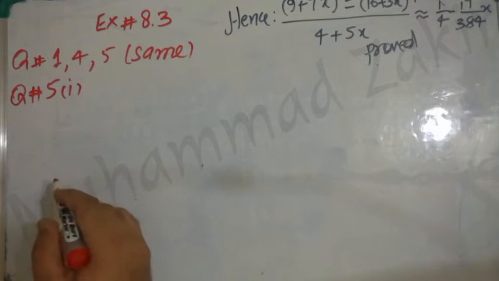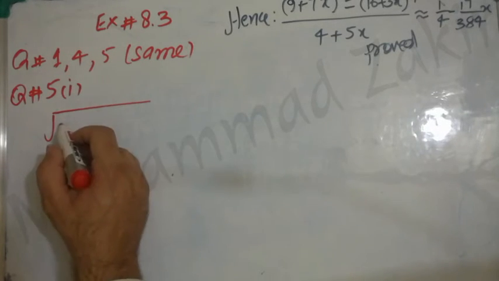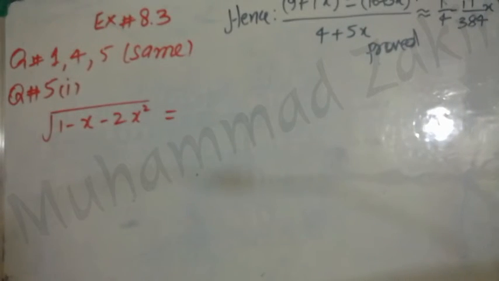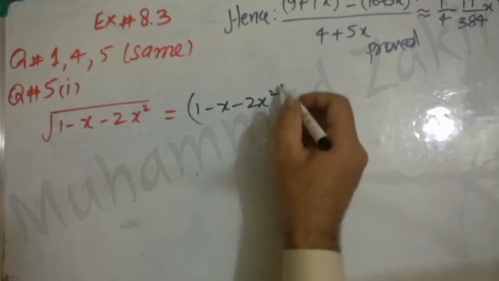And we begin with left hand side. This is left hand side. 1 minus x minus 2x square. And what is given here? x is so small that cube and higher powers can be neglected. x cube and higher powers can be neglected. We write 1 minus x minus 2x square power 1 by 2.